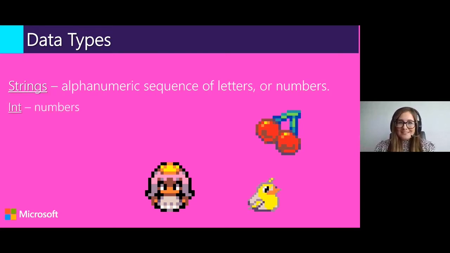We also have ints, or integers, which are just numbers. Literally just your average numbers. But then we have floats, and floats are numbers with a decimal place. So an int might be 7, whereas a float might be 7.5.